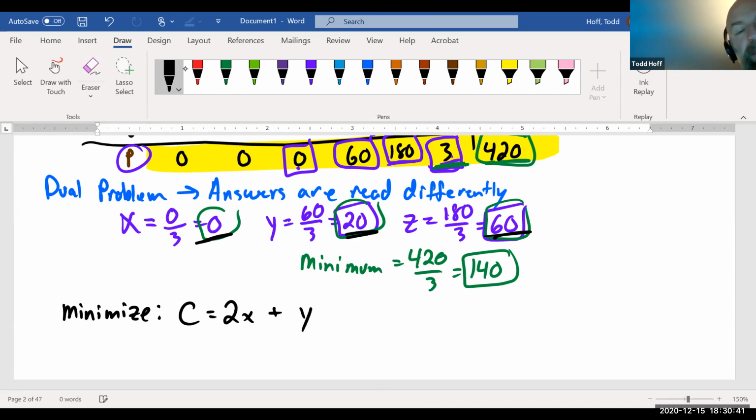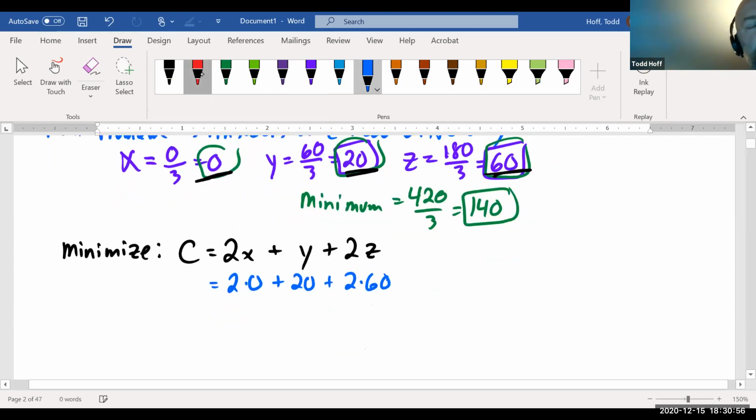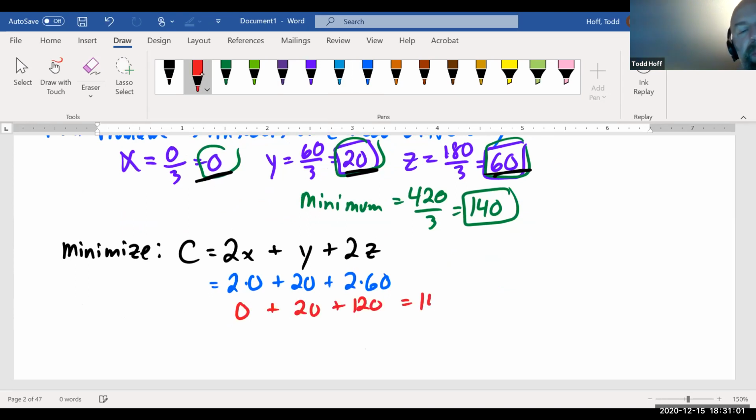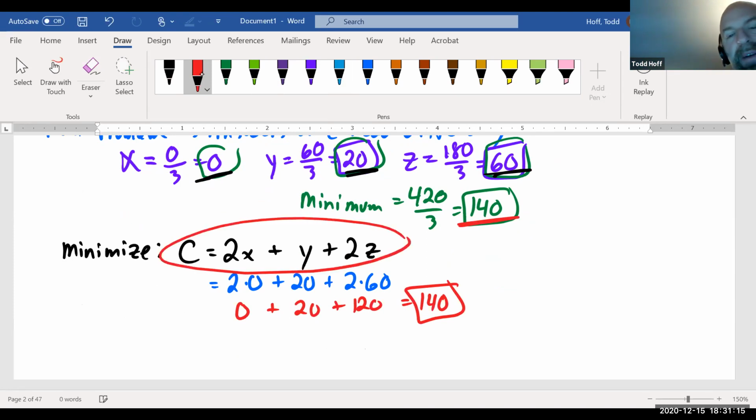So the original minimization problem was to minimize c equals 2x plus y plus 2z. So we will put in 2 times 0 plus y is 20 plus 2 times 60. 2 times 0 is 0 plus 20. 2 times 60 is 120. That does add up to 140. So we get the same result plugging in that solution to our objective function as we did from the Tableau. So we minimize that function at a value of 140 when x is 0, y is 20, and z is 60.